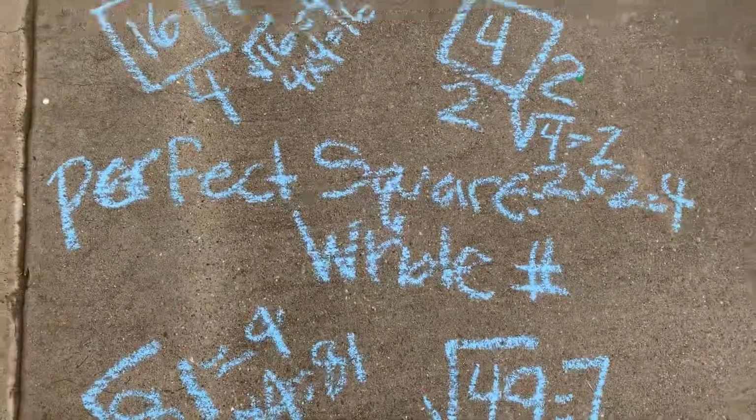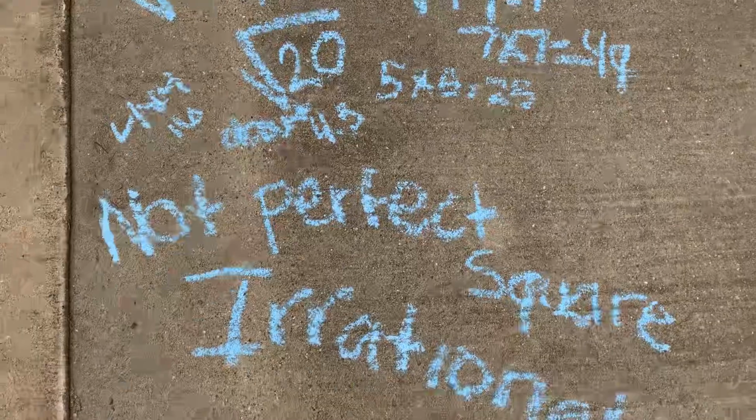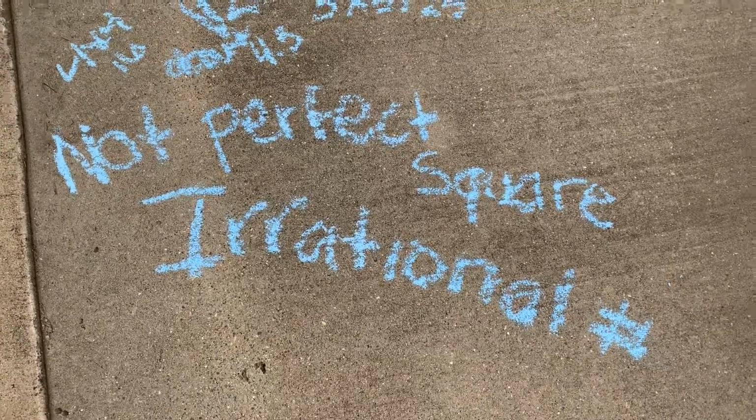Again, a perfect square root is always a whole number. A non-perfect square is always an irrational number.